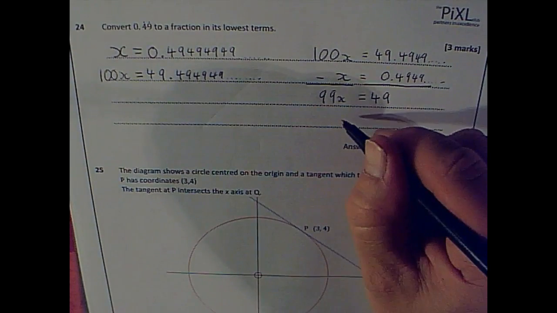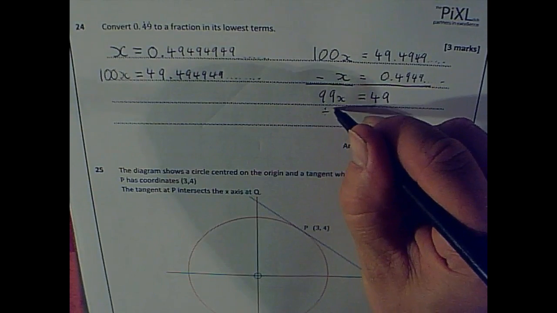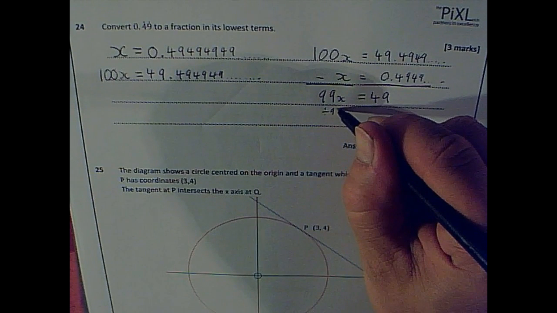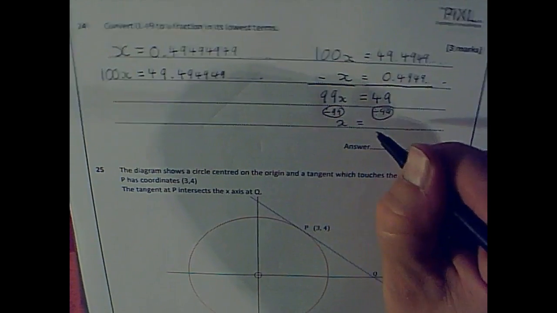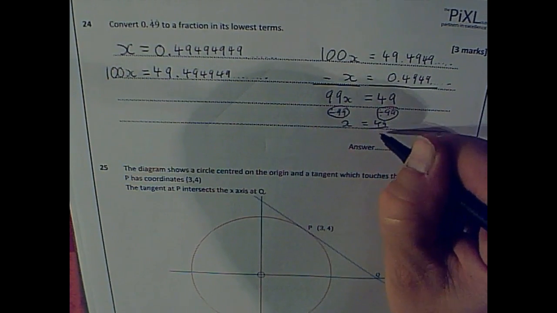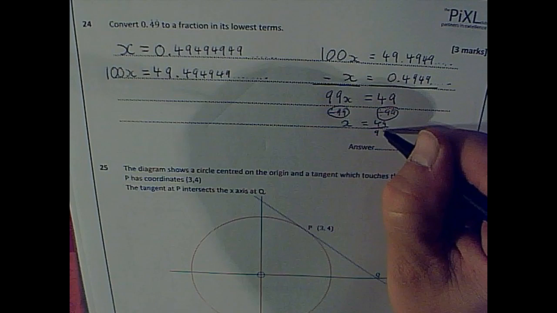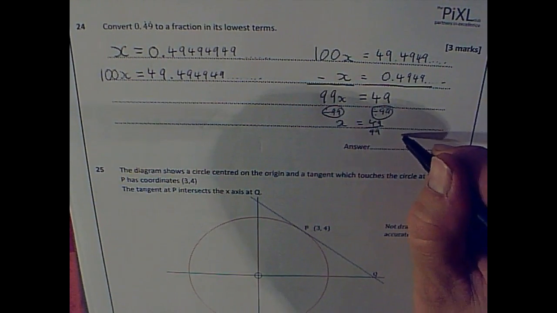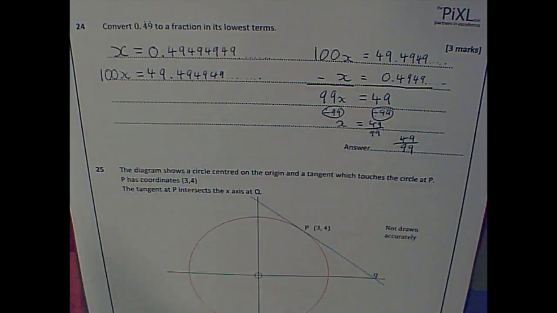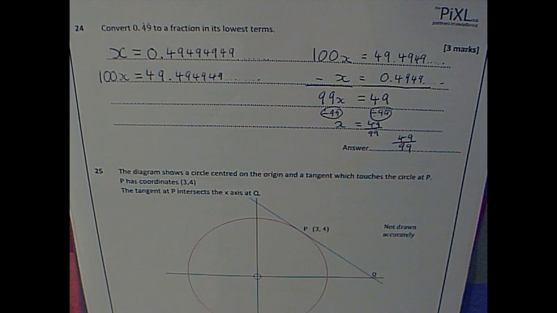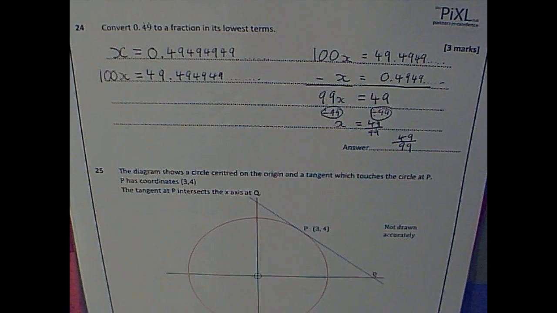So I can now divide both sides by 99. That leaves me x equals 49 over 99. And that's it as a fraction in its lowest terms, because there's no common factors between 49 and 99.